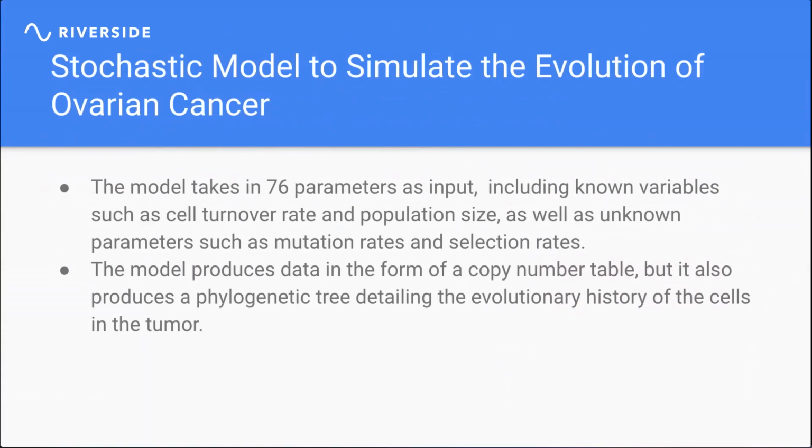The model also produces data in the form of a copy number table, but it also produces a phylogenetic tree detailing the evolutionary history of the cells in the tumor. So this is really key. The idea is that if we can use this stochastic model and fit it properly such that it's able to produce copy number tables that resemble the copy number tables sampled from real tumors, we are able to look back at the mutational events that occurred that gave rise to this copy number, allowing us to see its evolutionary history and in turn allowing us to better understand the progression of this disease.